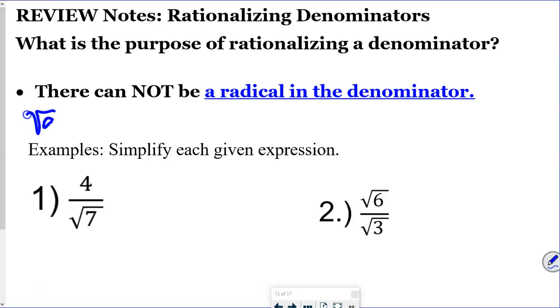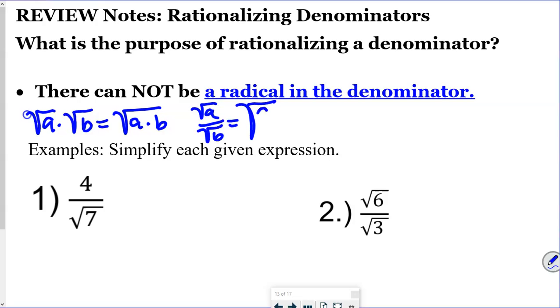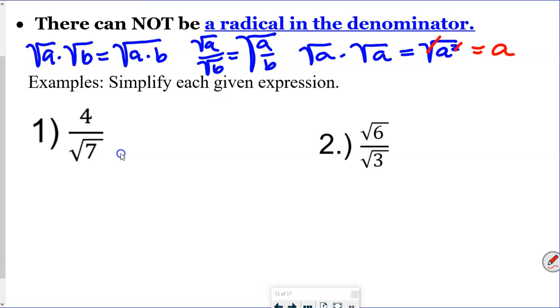So when we have the square root of a times the square root of b, that's equal to the square root of a times b. When we have the square root of a over the square root of b, that's equal to the square root of a over b. And when we have the square root of a times the square root of a, that's equal to the square root of a squared. And hopefully you recall that the square root and the square are inverse operations, so they cancel each other out, so the answer here is a. Now we're going to use some of these properties to do these problems, okay?